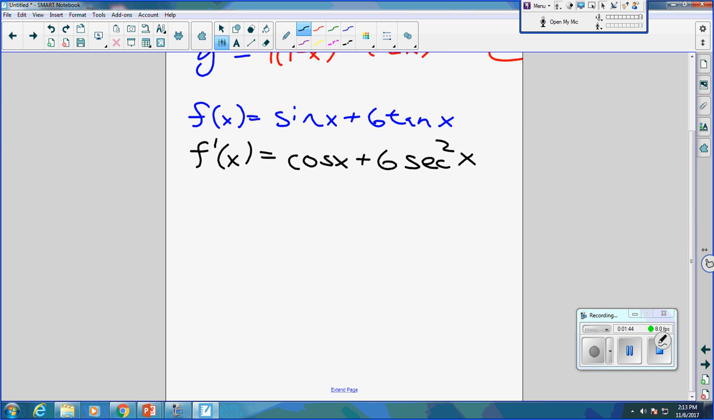So a chain rule with a product rule. Let's talk about that. Let's do g of x equals x squared sine x, all raised to the 8th power.